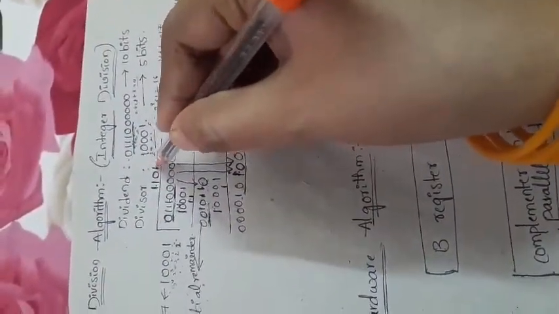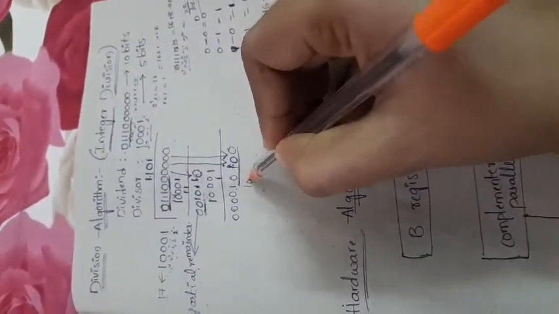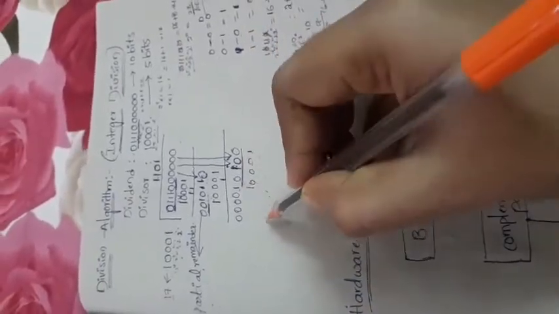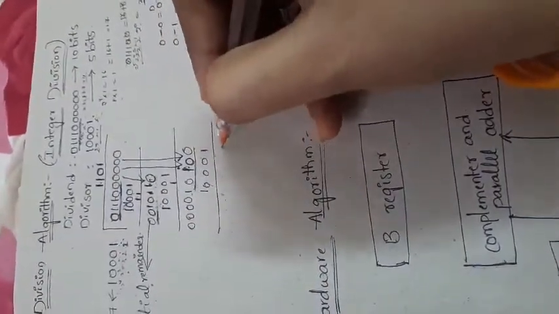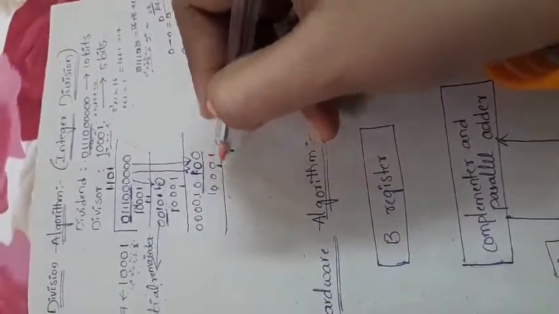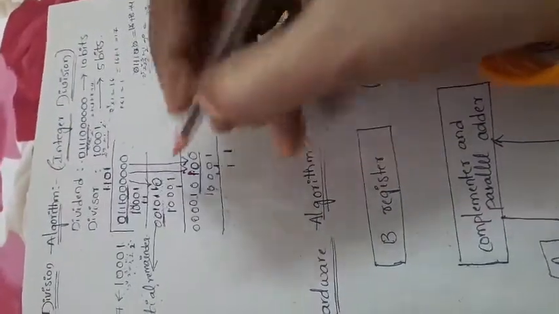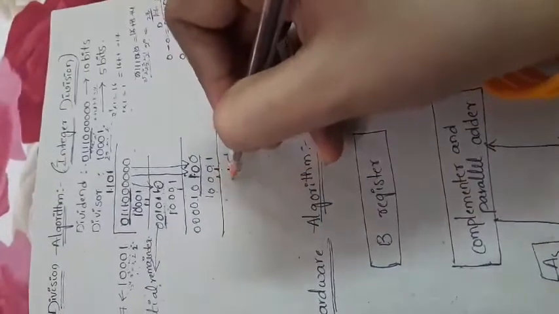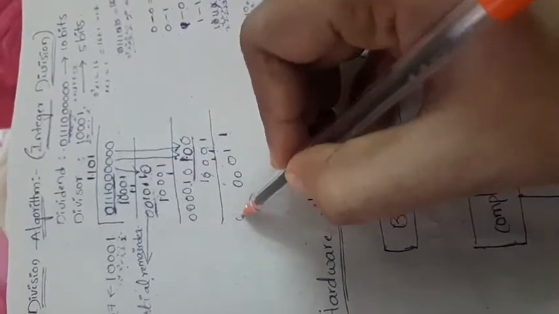So 10001 into 1, we are getting again 10001, right? So now after taking this divisor number here, we have to perform the subtraction. So 0 minus 1, borrow will be 1, difference will be 1. Again 0 minus 0 is 0, 0 minus 1, difference will be 1 and borrow will be 1. 1 minus 0 is 1, 1 minus 1 is 0. So 0 minus 0 is 0, 1 minus 1 is 0. So again you have to consider 4 zeros as it is.